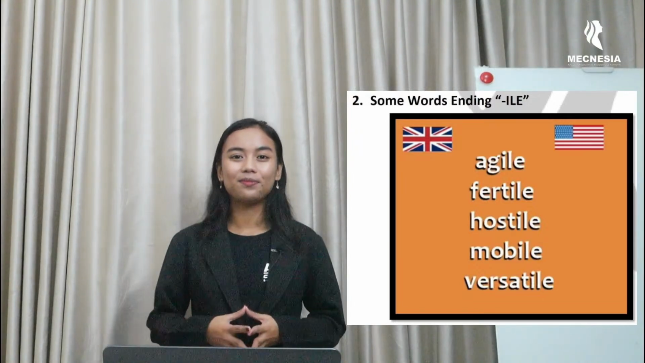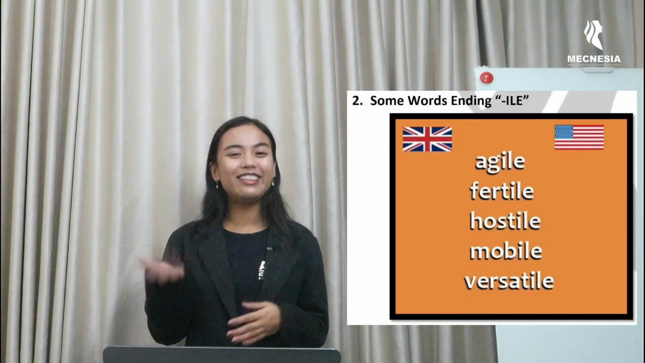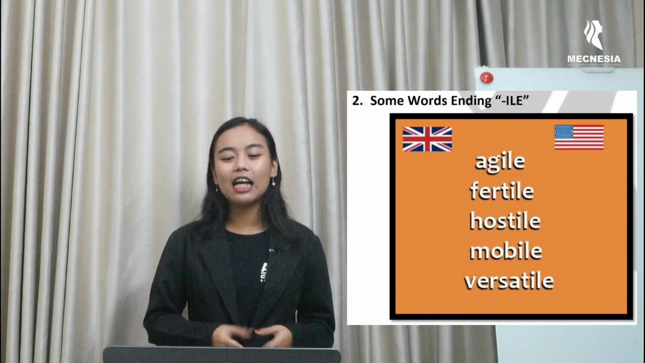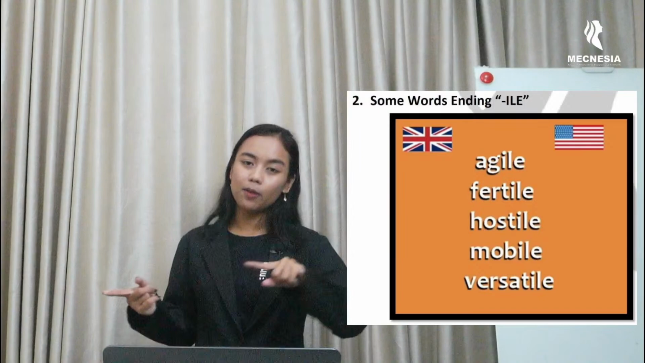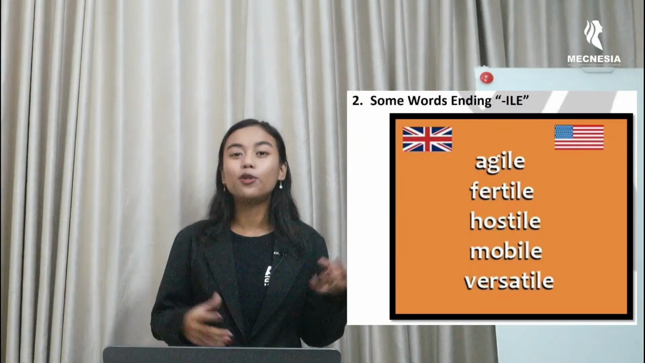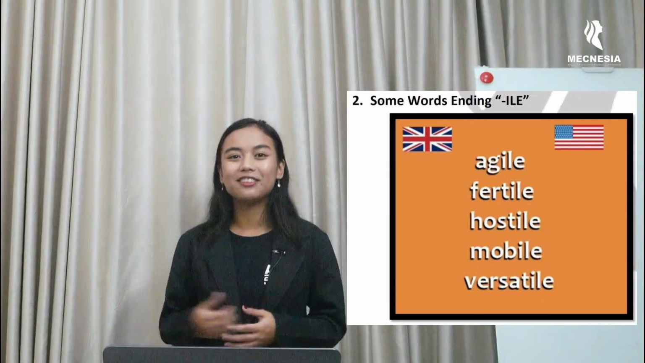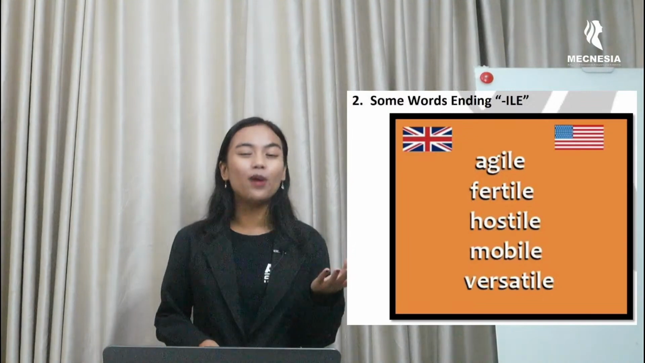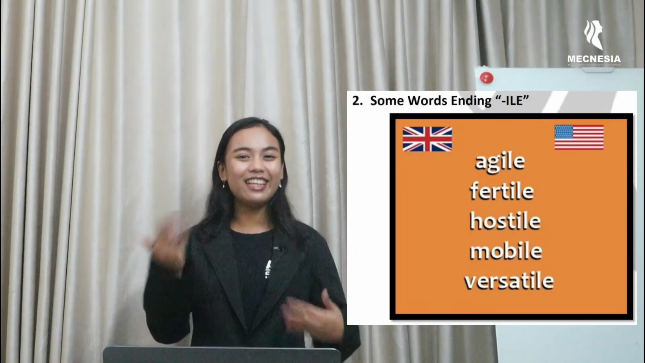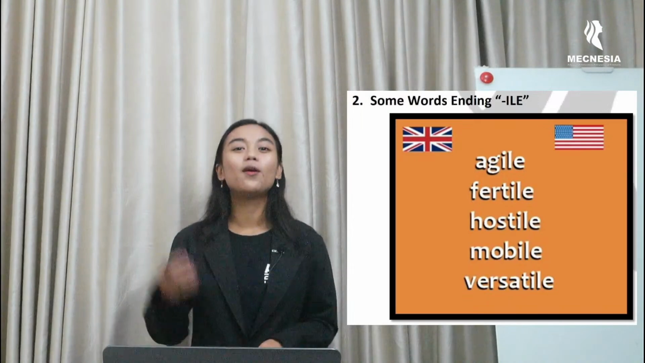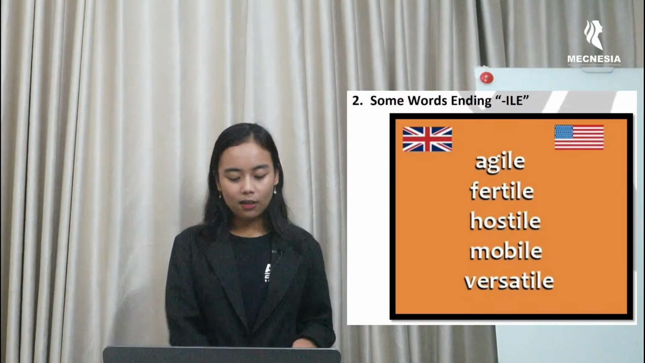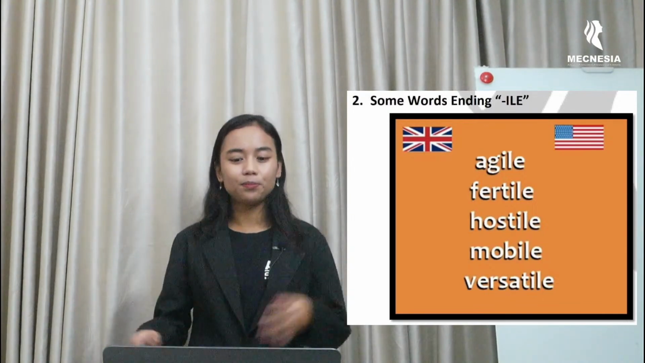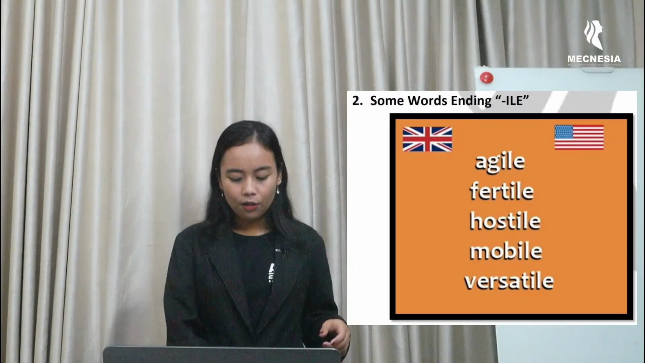Mobile. Let's say it with me. Sedangkan in American accent, sedangkan di aksen Amerika, we say it mobile. Let's try it. Mobile means mobil, mesin. Next, we have versatile.